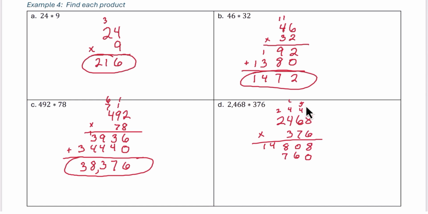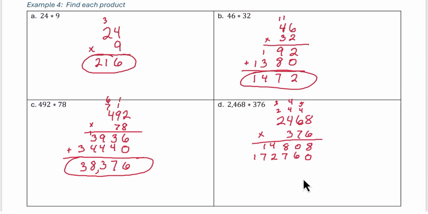Write down the 7, carry the 4. 7 times 4 is 28, plus 4 is 32. Write down the 2, carry the 3. 7 times 2 is 14, plus 3 is 17.